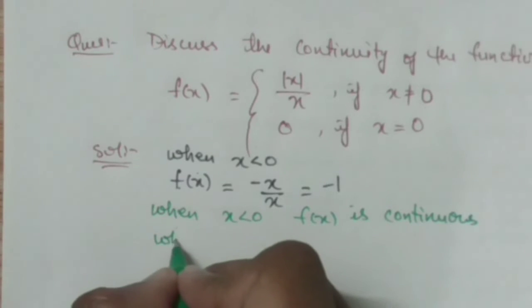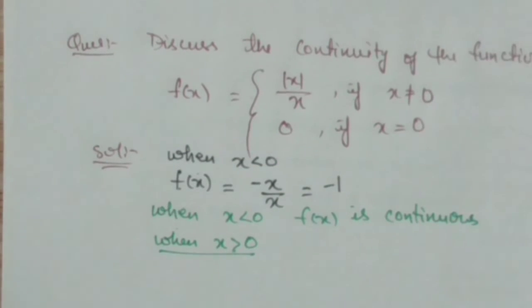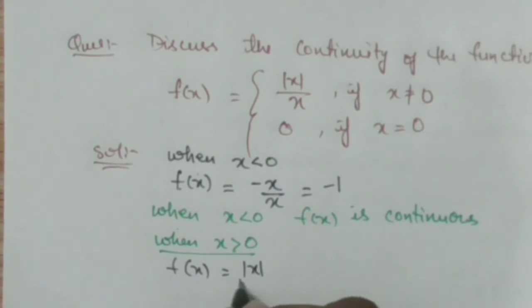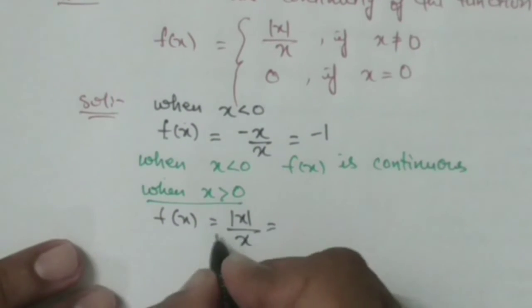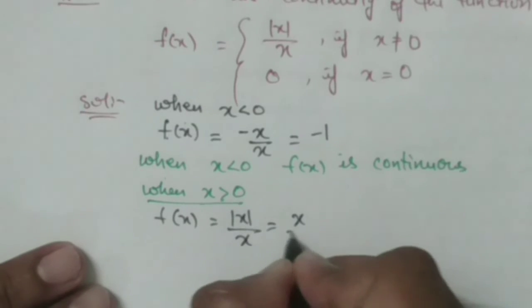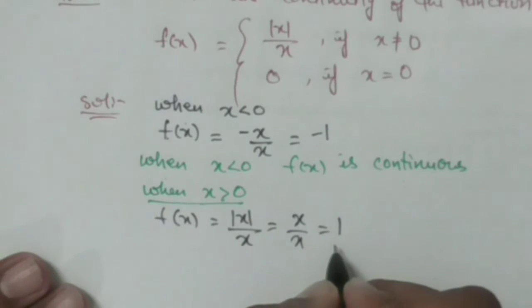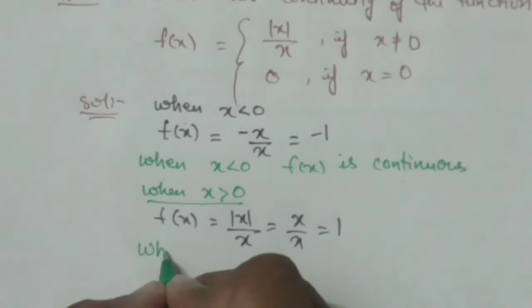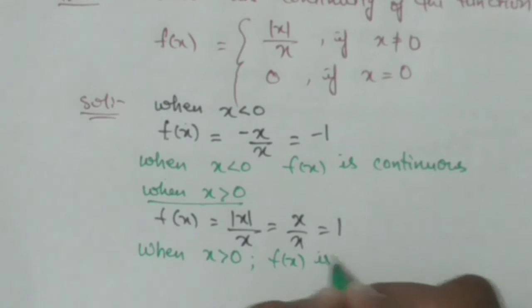Now let us see what happens when x is greater than 0. When x is greater than 0, then f(x) is equal to mod x upon x, right? So here now x is a positive quantity, so mod x will be equal to x, so f(x) will be x upon x is equal to 1. So now here again f(x) is a constant function and constant functions are continuous. Therefore when x is greater than 0, f(x) is continuous.